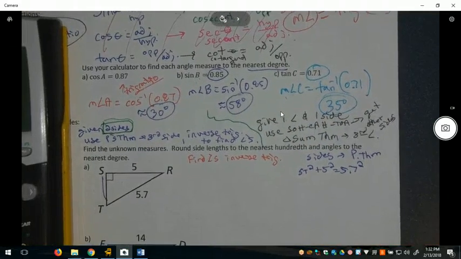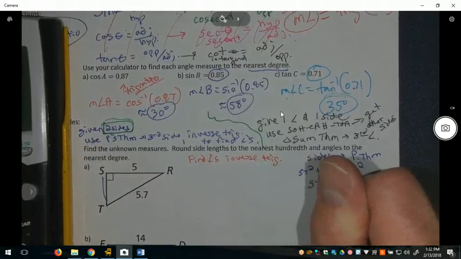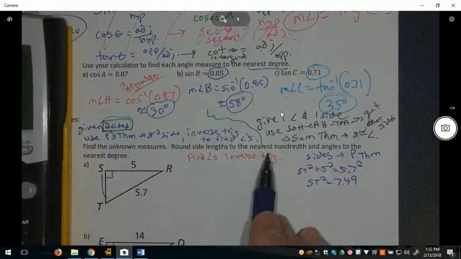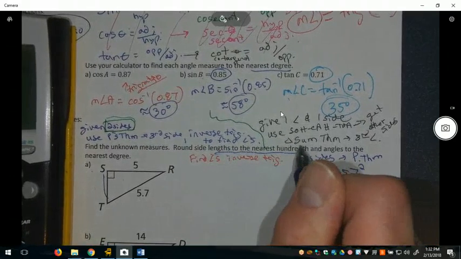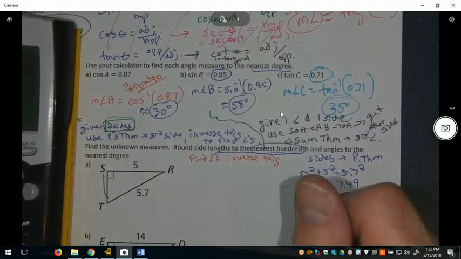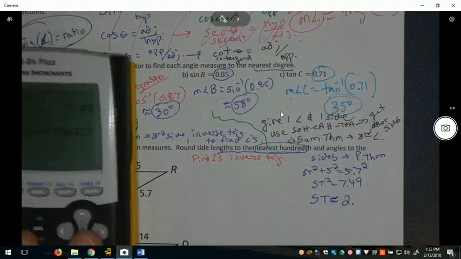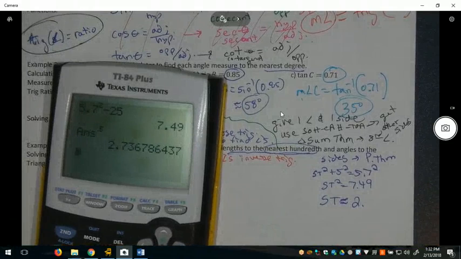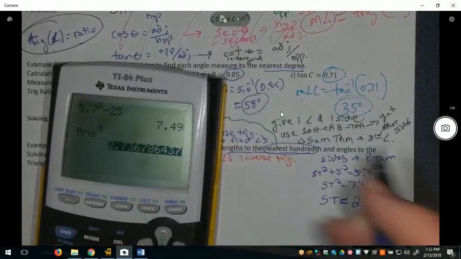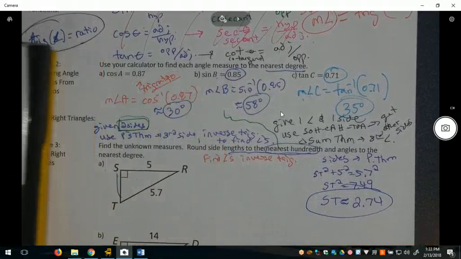You're very familiar with this, so I'm going to do 5.7 squared. I'm going to take away the 25. This gives me ST squared equals 7.49. I'm not going to worry about exact value because it says round lengths to the nearest hundredth. So I'm going to do the square root of that, and my calculator says ST is roughly 2.736. So rounding to the nearest hundredth, 6 is bigger than 5. 5 or higher, I round up, so it's 2.74 for ST.